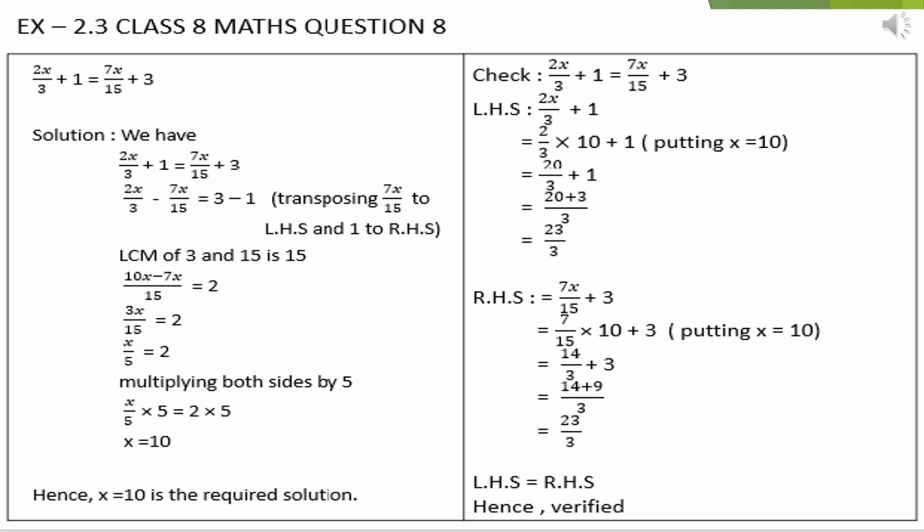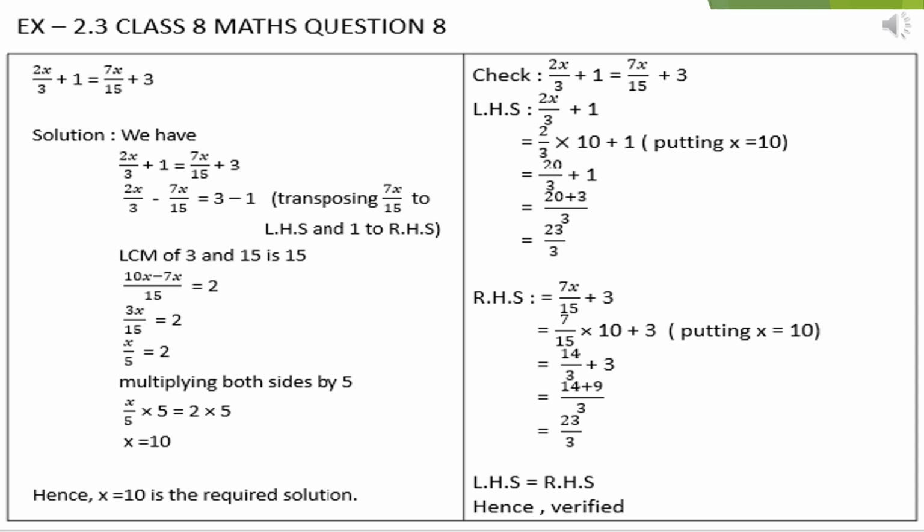Now let's check the solution. For solving the LHS, firstly we have 2x/3 + 1. Now we put the value of x, that is 10. After putting the value, we will get 2/3 multiplied by 10 + 1. And then we will get 20/3 + 1. Now we will take the LCM. The LCM is 3. After getting the LCM, we will get (20 + 3)/3, that is equal to 23/3.